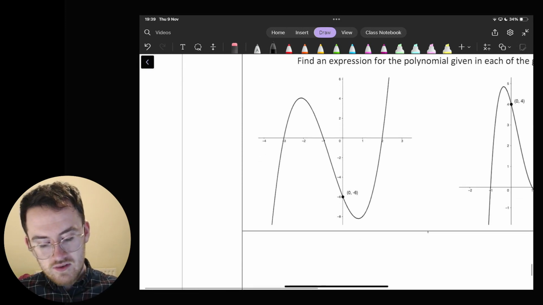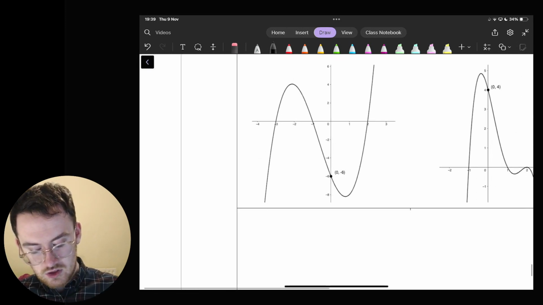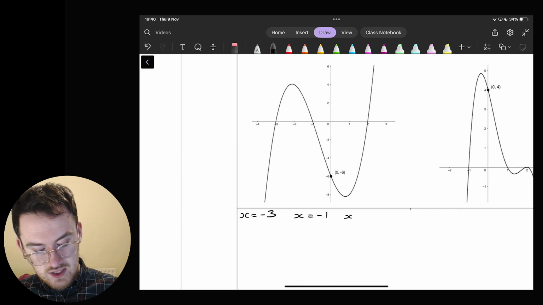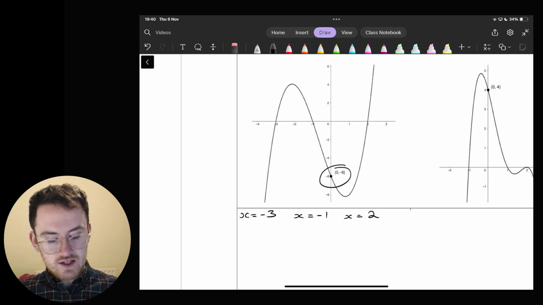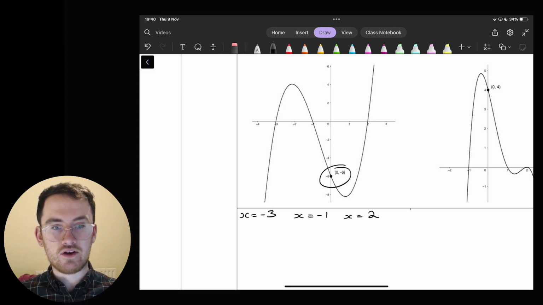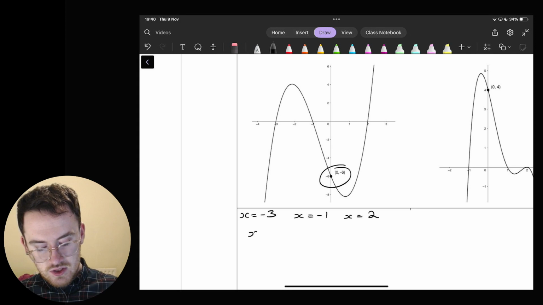So I have 3 roots that I can see straight away. One of my roots is x equals -3, another root at x equals -1, and a last root at x equals 2. And I can see also that I have a point (0, -6) that I know is on the graph. So what I'm first going to do is rewrite these as factors.